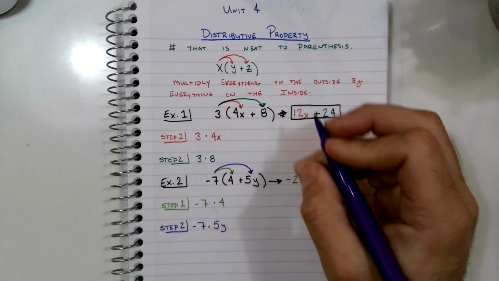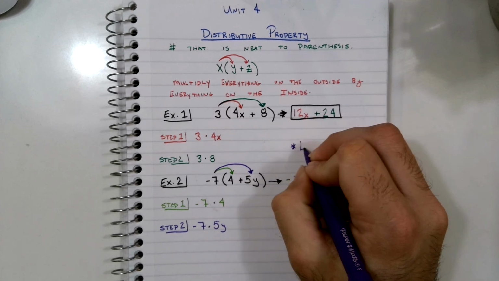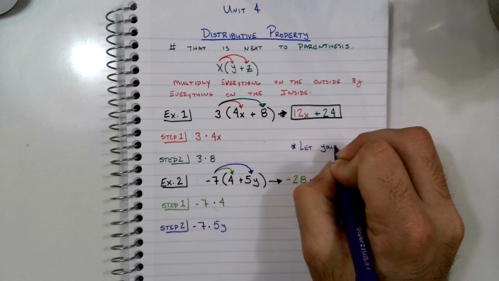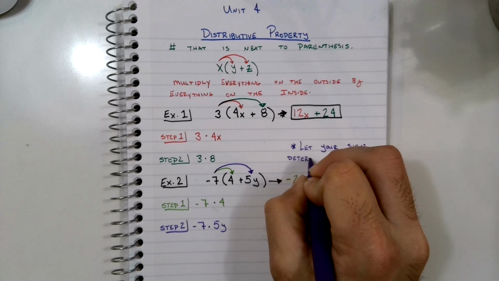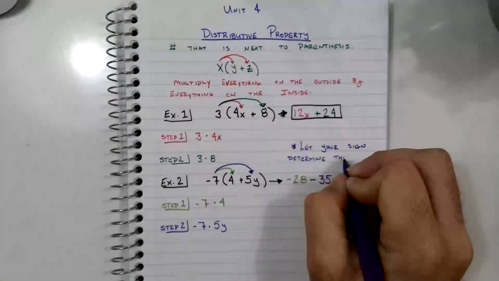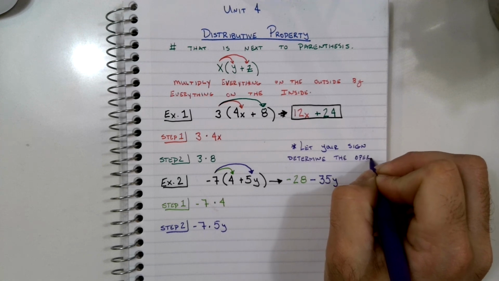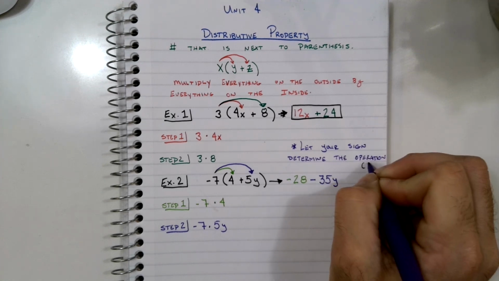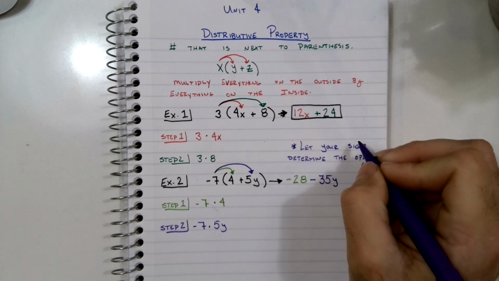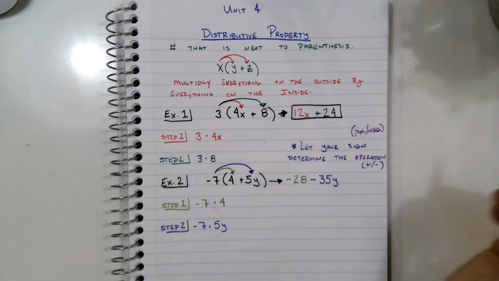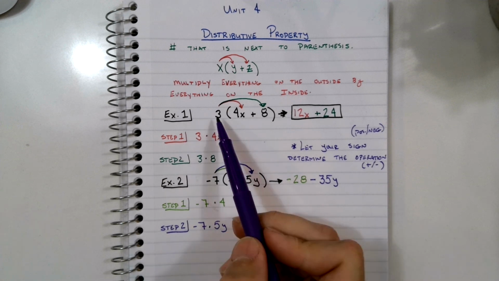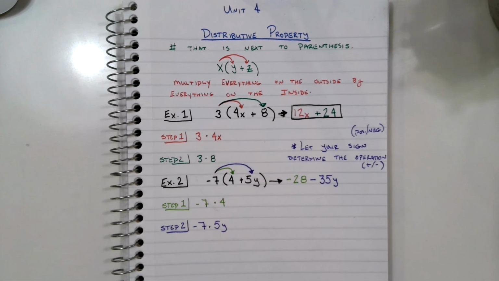So I'll put that here: let your sign determine the operation. Whether that's plus or minus, and your sign being positive or negative, let your sign determine your operation. So with distributive property, it's everything on the outside times everything on the inside.